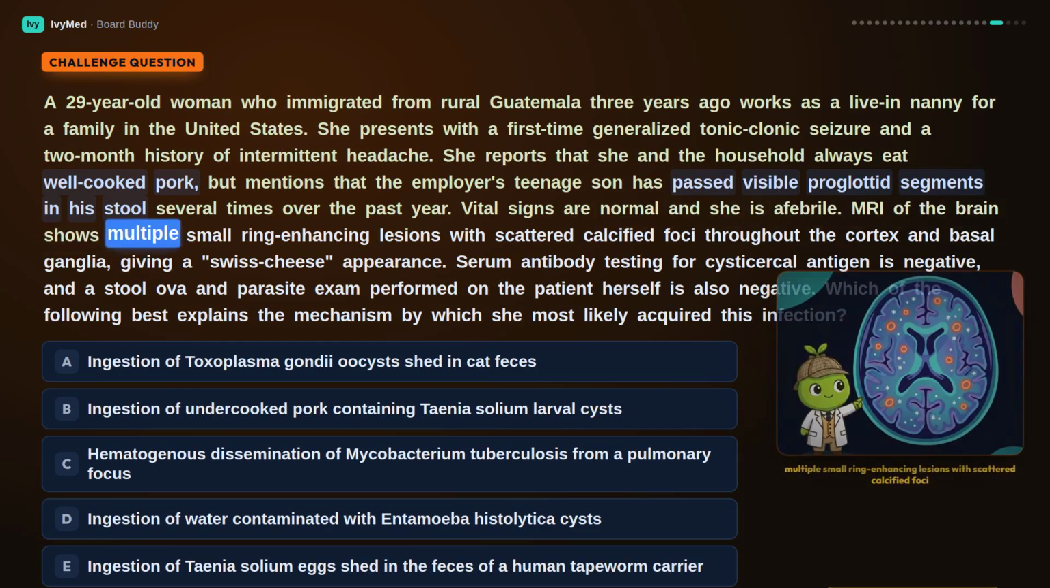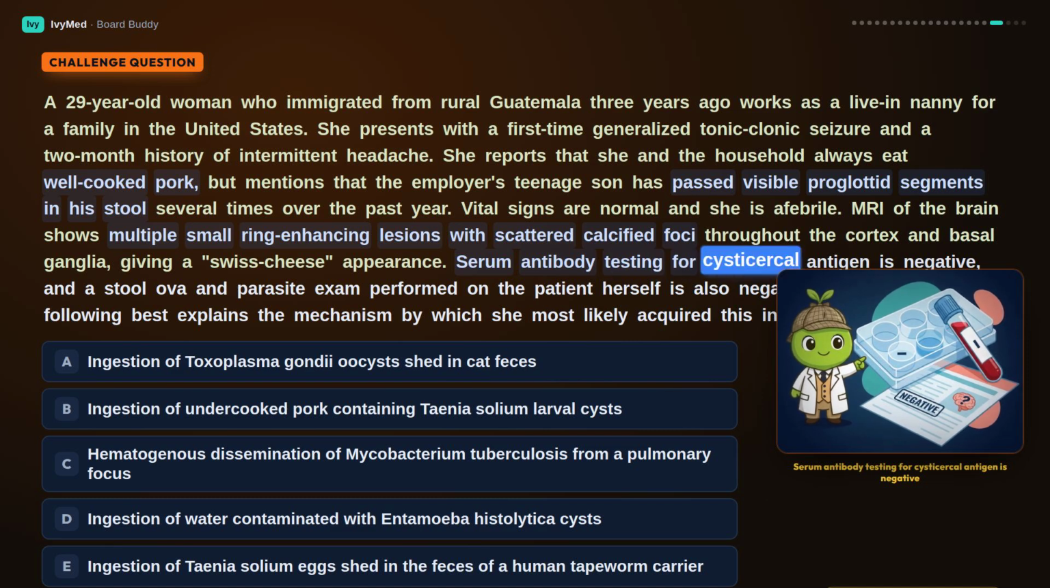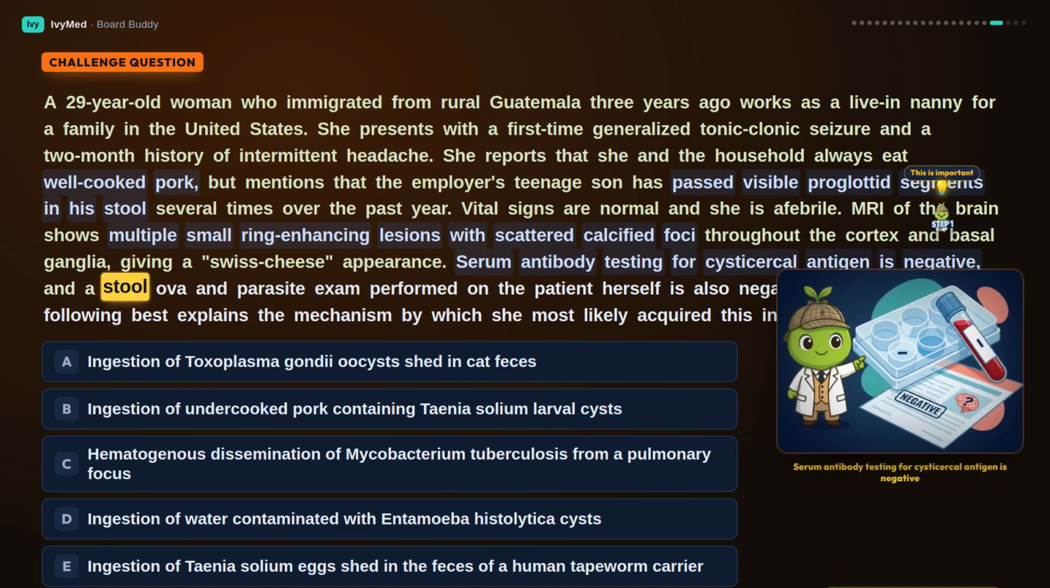MRI of the brain shows multiple small ring-enhancing lesions with scattered calcified foci throughout the cortex and basal ganglia, giving a Swiss cheese appearance. Serum antibody testing for cysticercal antigen is negative, and a stool ova and parasite exam performed on the patient herself is also negative. Which of the following best explains the mechanism by which she most likely acquired this infection? Pick your answer.